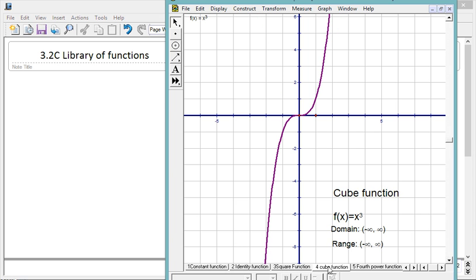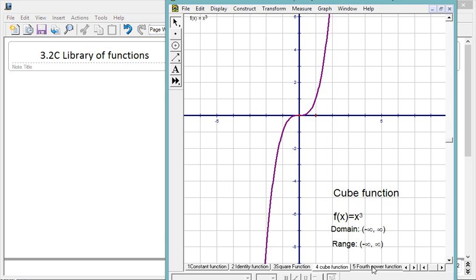The cube function is x cubed. So f of x equals x cubed. That's the cube function. The domain on this is all real numbers. And the range is all real numbers because it goes forever in both directions.